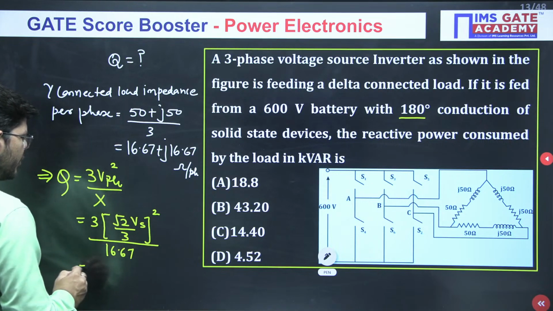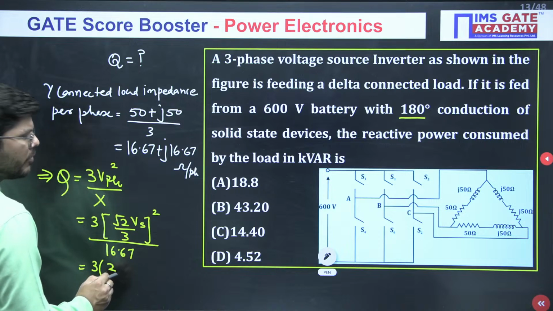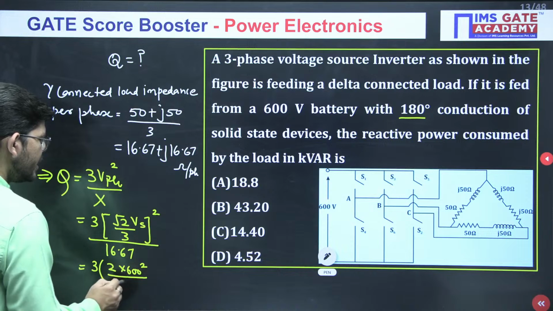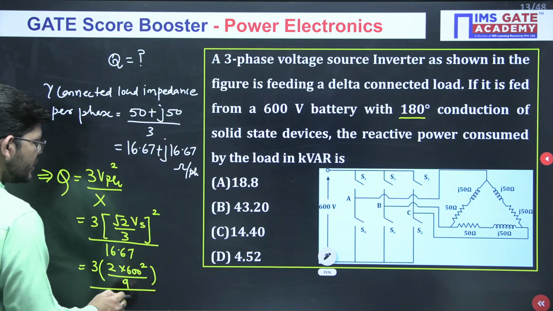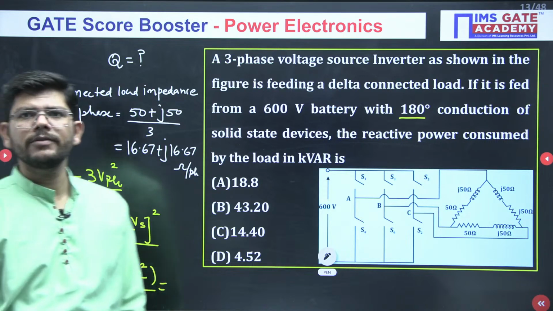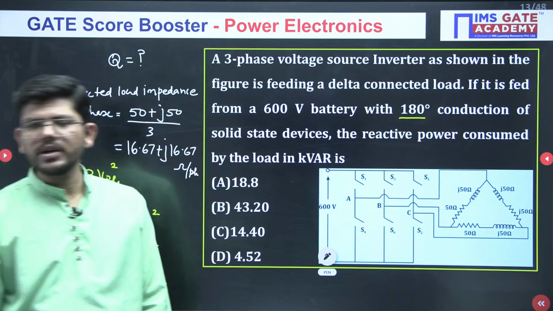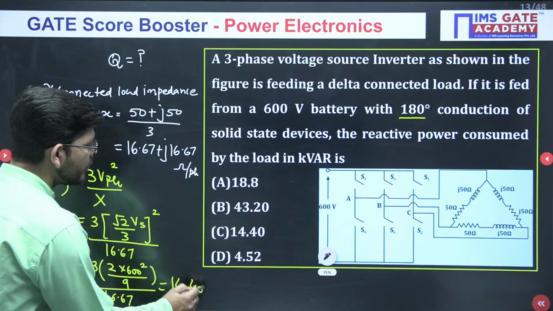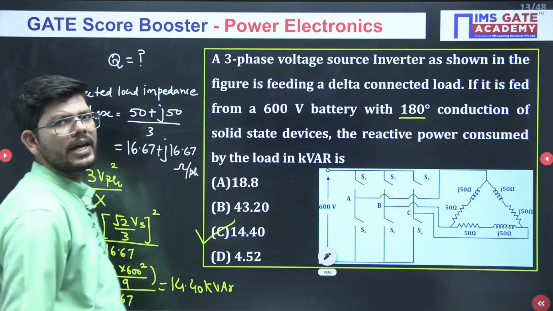16.67. So ultimately what we will be getting, just see, it will be 3 into 2 Vs square, with Vs being 600, so 600 square divided by 9, and finally it is divided by 16.67. So what answer will we get? We will get 14.40 kVAr. The answer will be 14.40 kVAr, which is given in option C, which will be the right option.